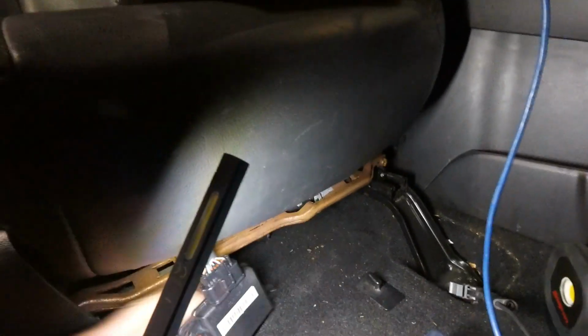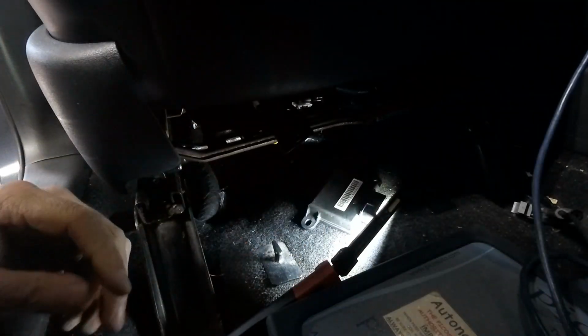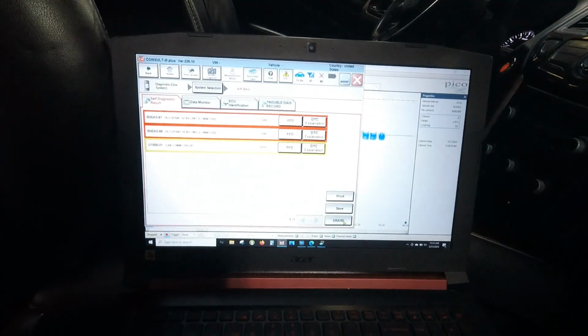I have a communication error, so what I've done, let me get you guys focused. That damn light. So what I've done is I can unplug this box and we can go right back up here to clear DTCs.